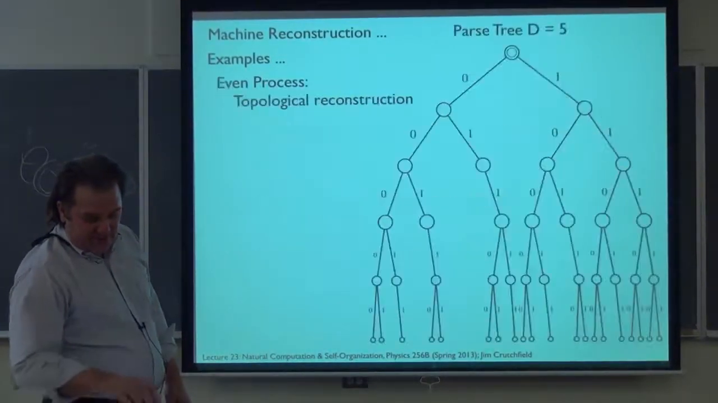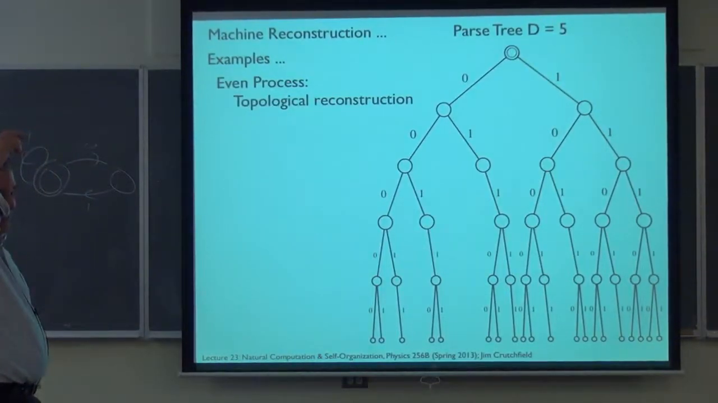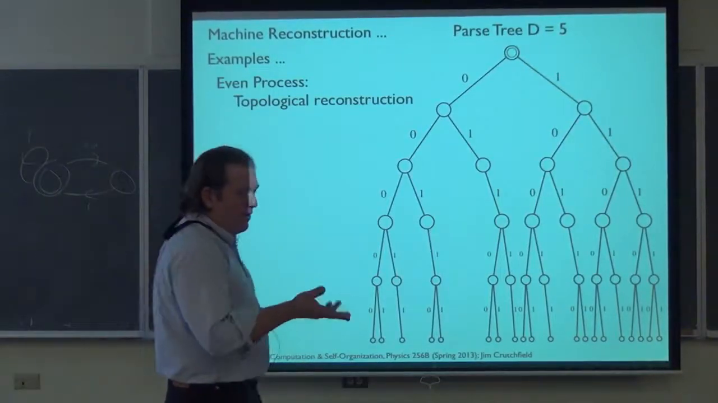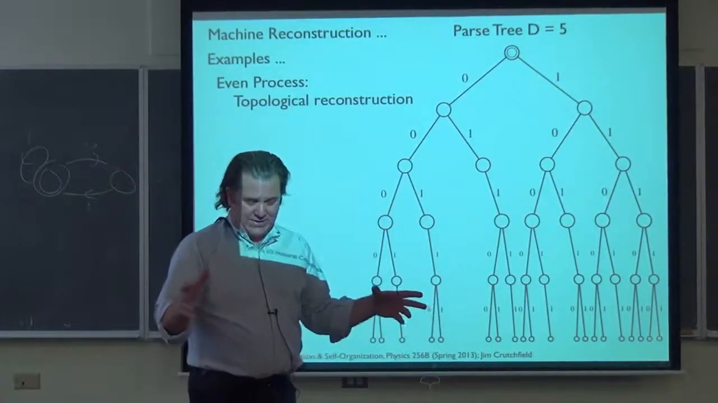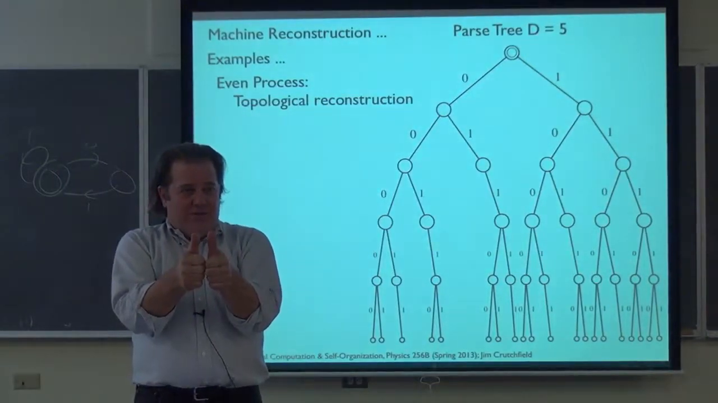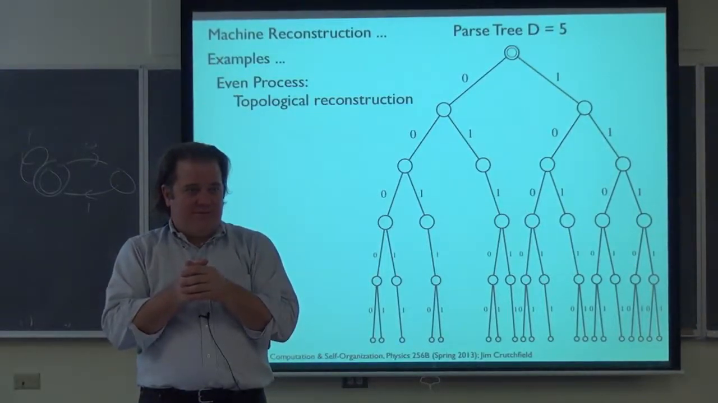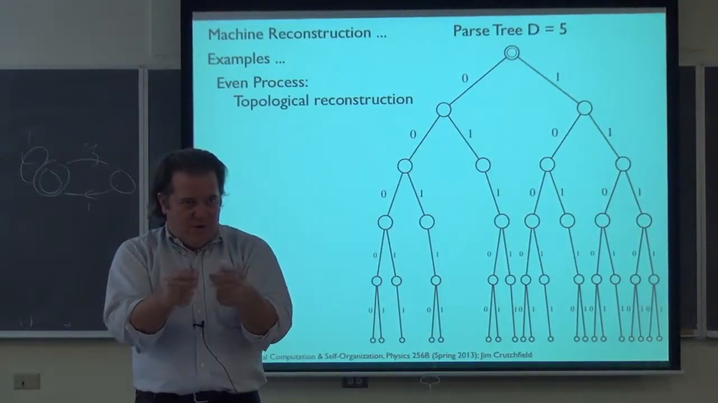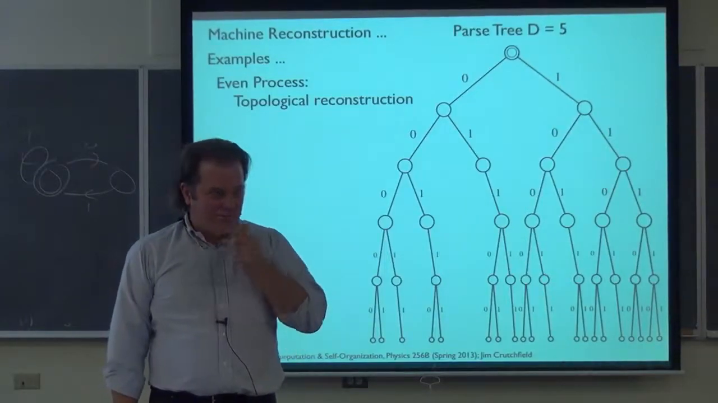Let's see if I get this topological reconstruction right. Okay, so the even process. Well, that's a little harder to describe. Maybe that means it's more complex. So the even process generates all binary sequences, and when ones occur, they occur in blocks of even number bounded by zeros. And every time I see a pair of ones, the next zero or one occurs with fair probability. So that's the kind of narrative description of the even process.